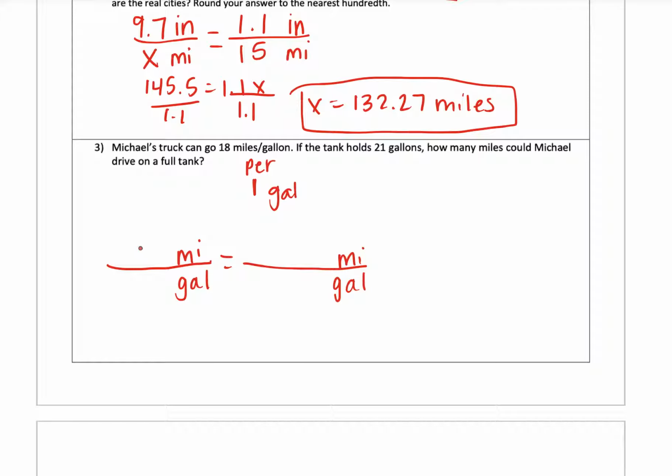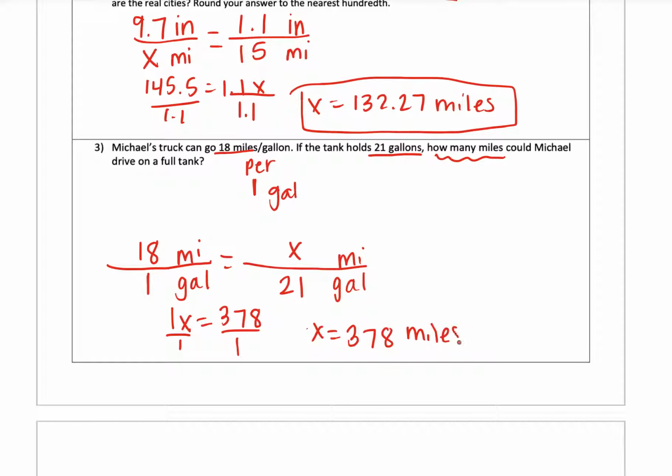And then we have 18 miles as our first number, so that can go in with miles. And it said 18 miles per gallon. Per means 1, so the gallons with 18 are just a 1. Our last number that they give us is 21 gallons, so I can't put that with miles. It has to go on the bottom with gallons. And we're trying to figure out how many miles could he drive. So we don't know how many miles goes with 21 gallons. So this is our proportion that we end up setting up. When we cross multiply, 1 times x is 1x equals 378. We divide by 1 on both sides, but anything divided by 1 is just itself, so x would equal 378, and that's miles.